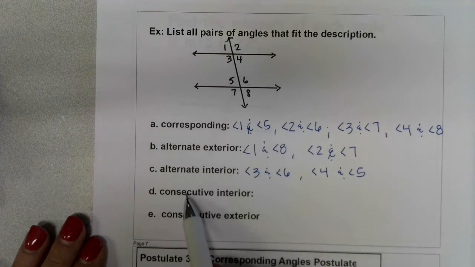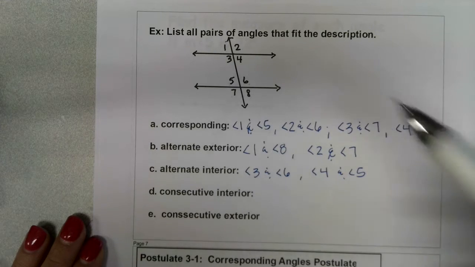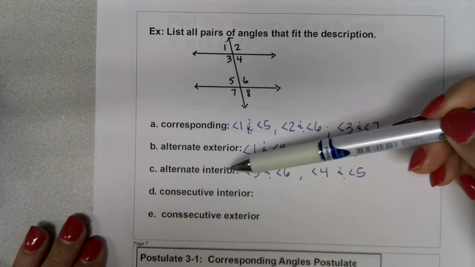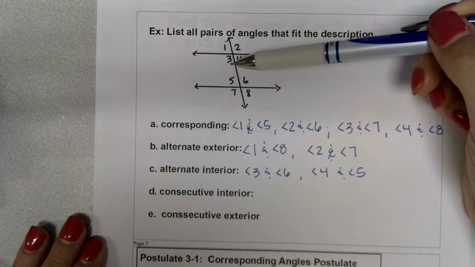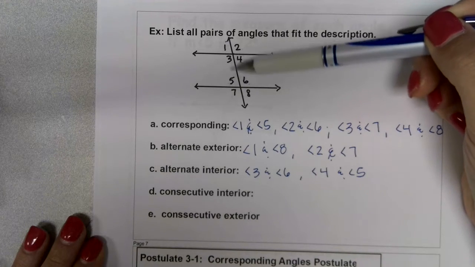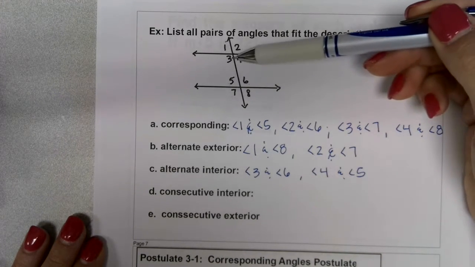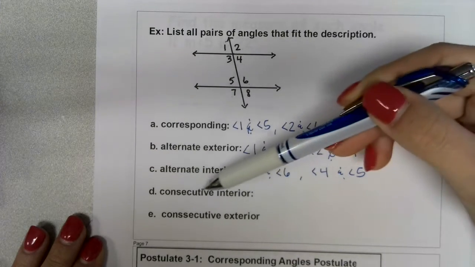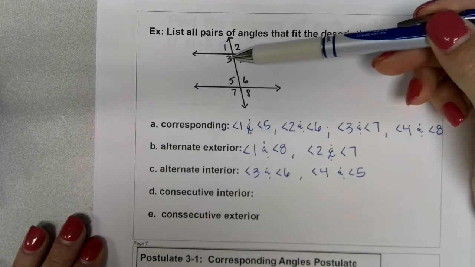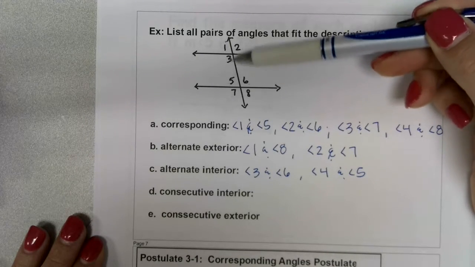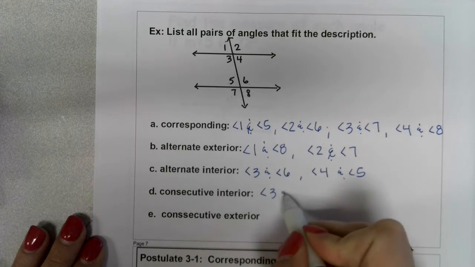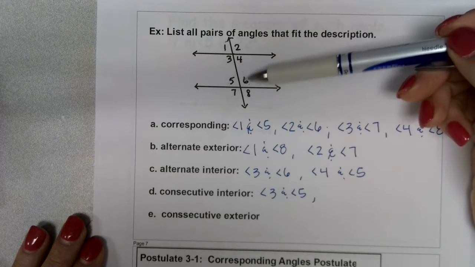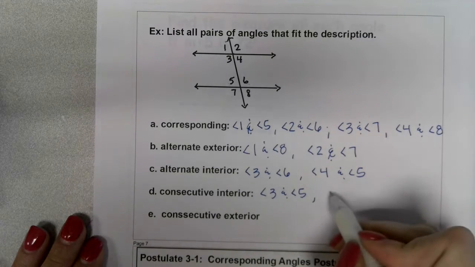Okay? Consecutive interior angles, those were the ones that are the only time where they're not alternate. So we had alternate exterior and alternate interior, but if you've got consecutive interior, that's when you've got angles on the inside of your lines that are not alternating over the transversal. So I'm only going to be looking at the angles inside of my lines, and consecutive interior have to be on the same side. So angle 3 and angle 5 are consecutive interior angles, and angle 4 and angle 6 are going to be consecutive interior angles.